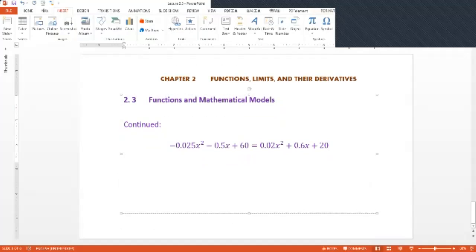combining like terms from both sides. So what we do, you can either put all the terms from the right to the left or from the left to the right. And when you move the terms from one side to the other side, you have to change the sign of the term. So why don't we just move all the terms from the right to the left and change everything to the negative. So we still have negative 0.025x squared minus 0.5x plus 60 on the left side, and then we just move everything from the right to the left, as I just said.